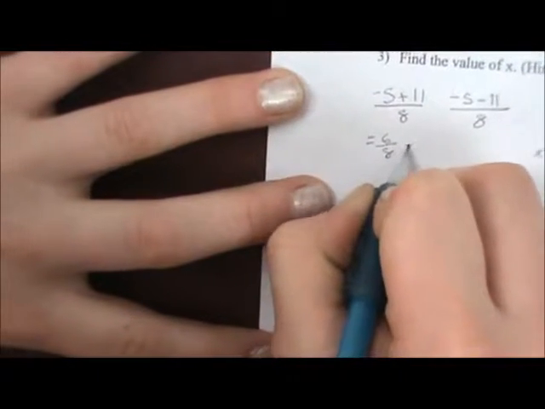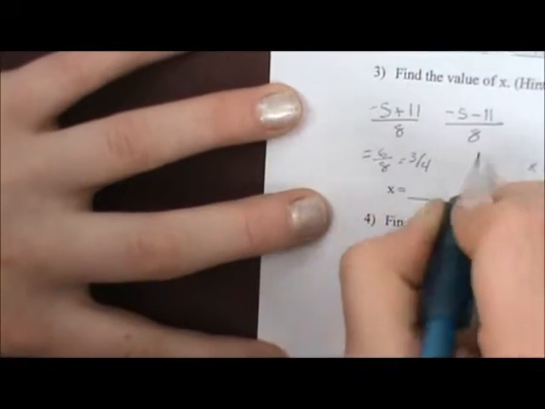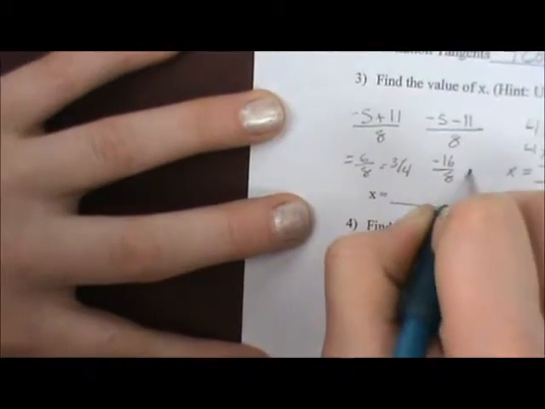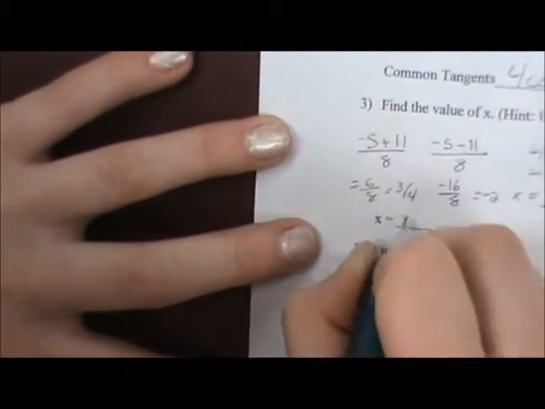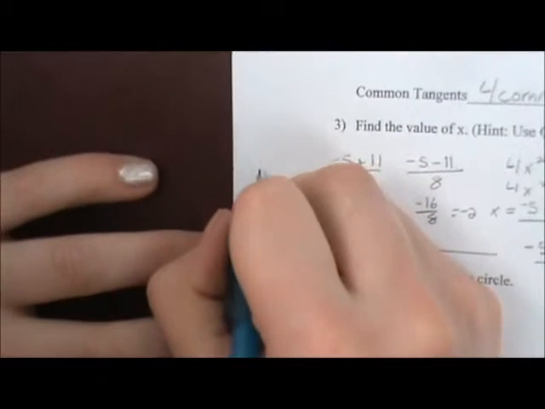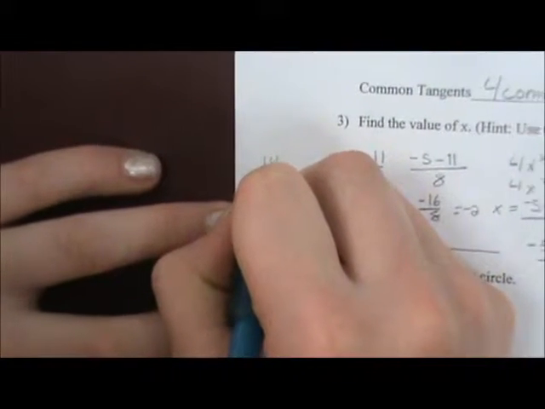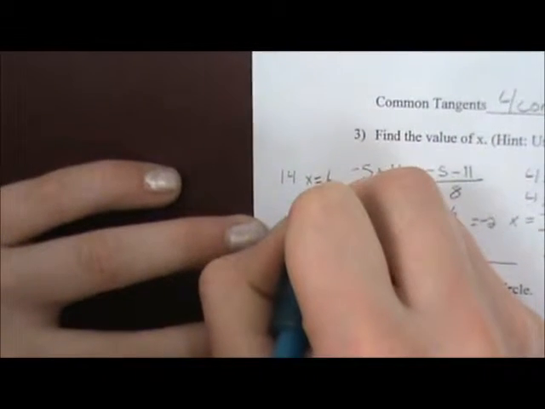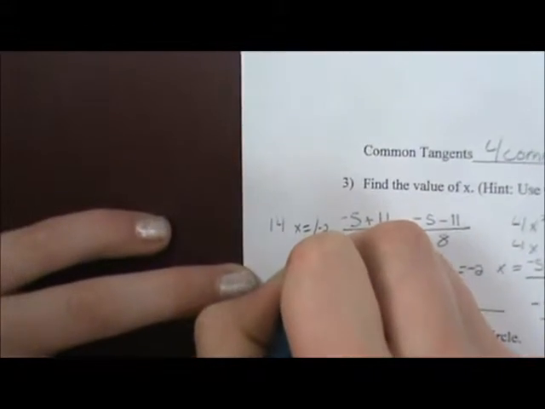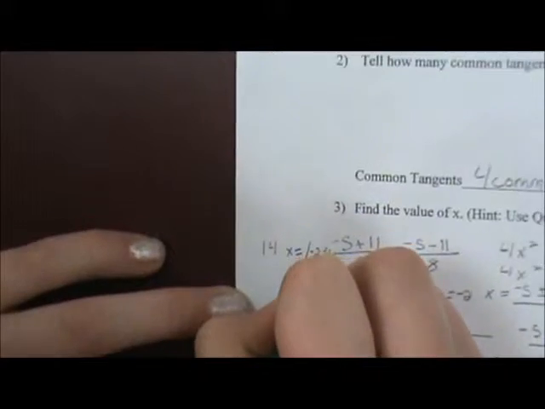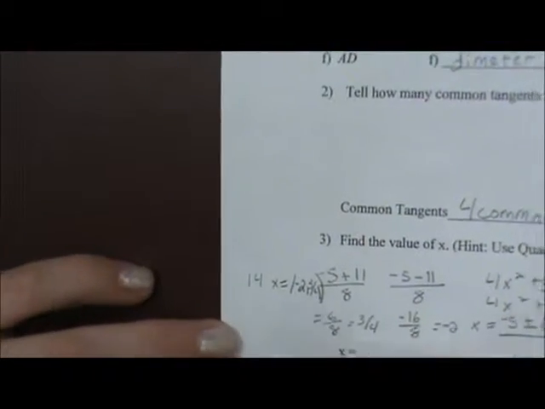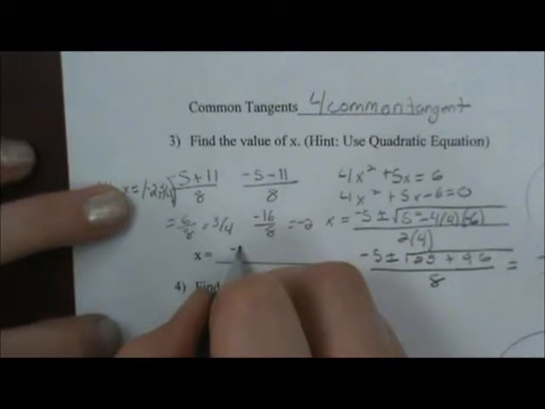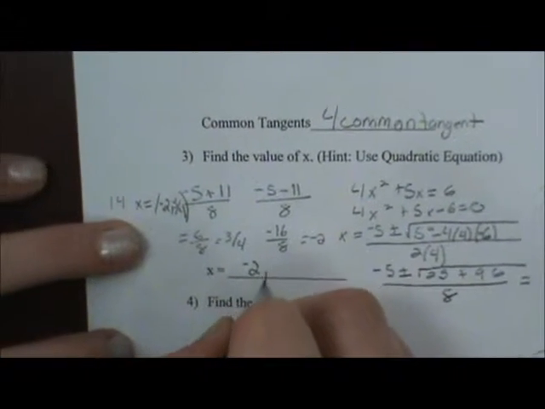Your first one is going to be equal to 6 over 8, which is equal to 3/4. And the second one is negative 16 over 8, which equals negative 2. So your two final answers are going to be x equals negative 2 and 3/4. Yes, negative 2 and 3/4.